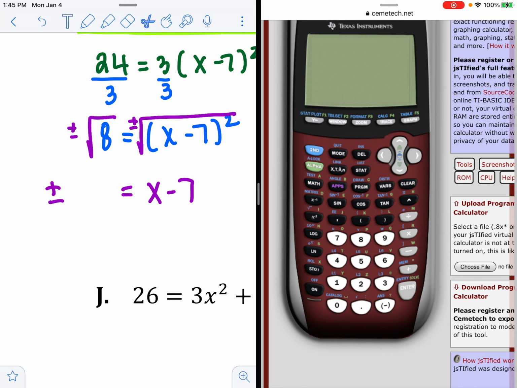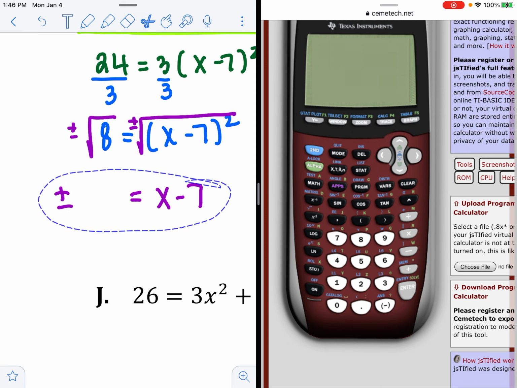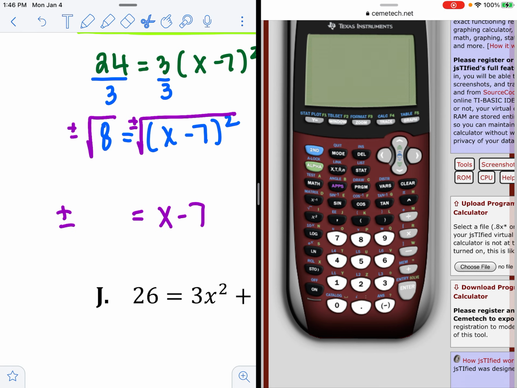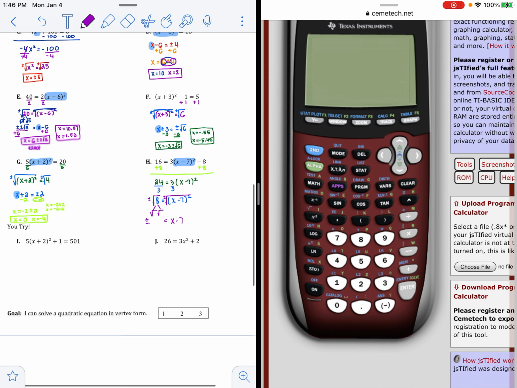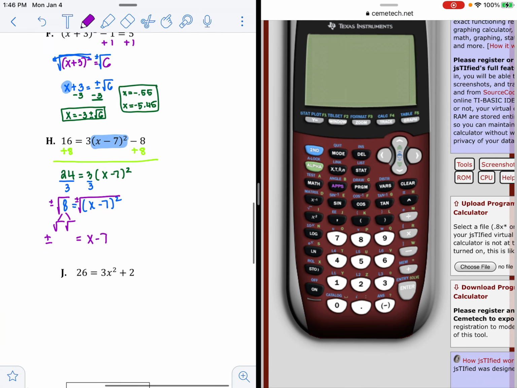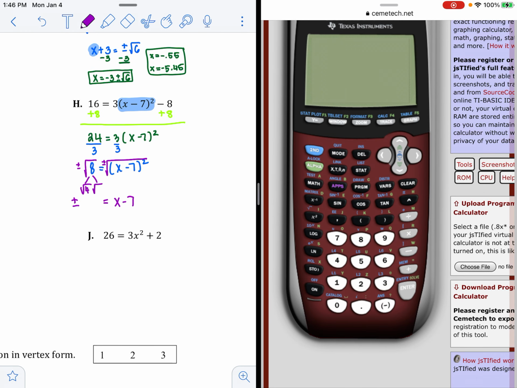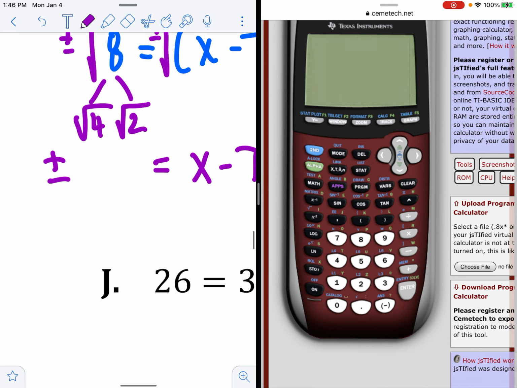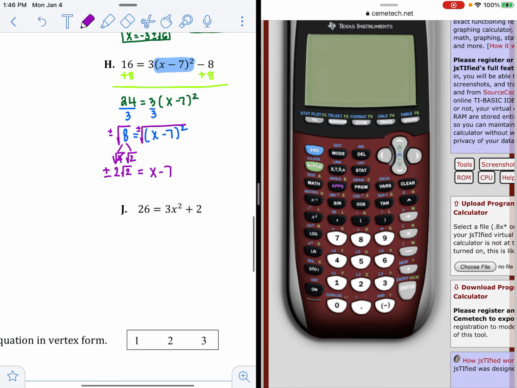Do I know the square root of 8? No, but I need to write it in simplest radical form. So I need the biggest perfect square that goes into 8. So if I go back up to my list, 8 would fall right here. Does 4 go into 8? Yes. 4 goes in there twice. So the square root of 4 is 2, and then I have that root 2.